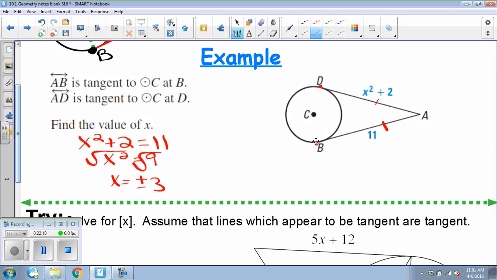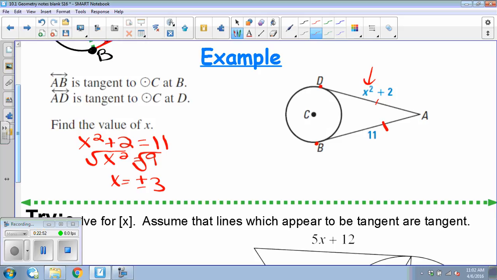Now, anytime you have to take the square root to solve any of these, or if you factor, say, using the AC method, and you get more than one answer, you need to go back and look at your diagram and see if both of those can work. Because remember, a distance can't be negative. So positive 3 and negative 3. When I go back to my diagram, this is where x is. It's okay for it to be positive or negative 3 there.